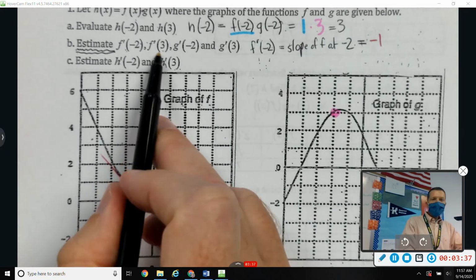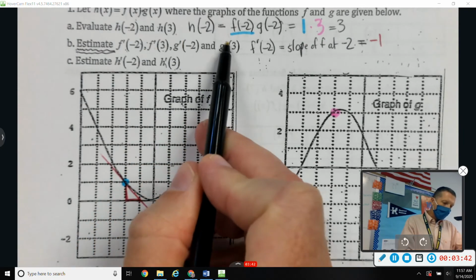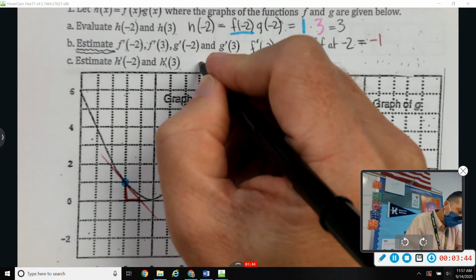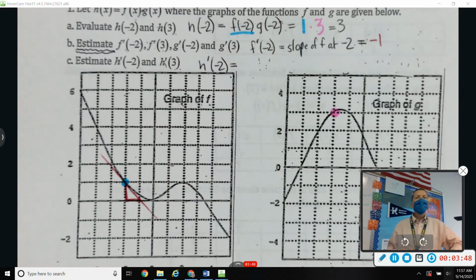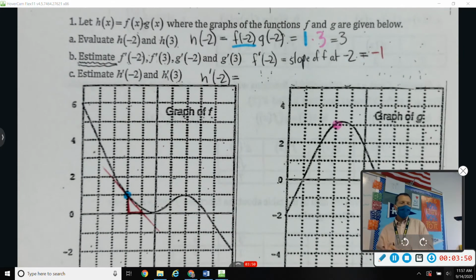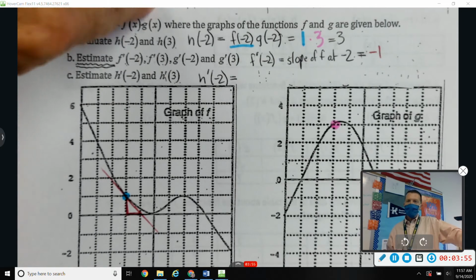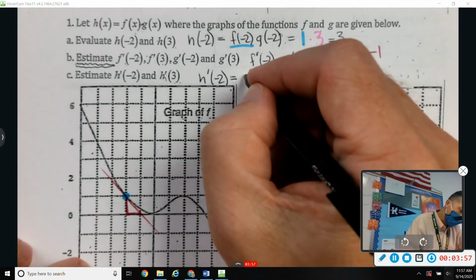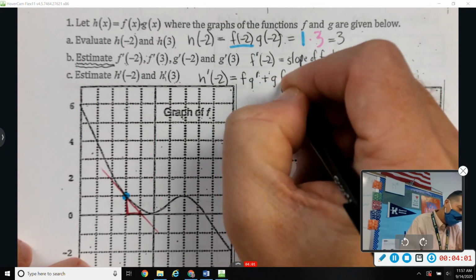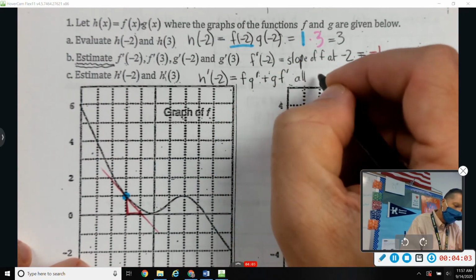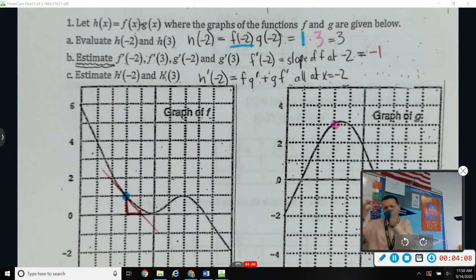All right, for the others: slope of f at 3, slope of g at negative 2, slope of g at 3. But then it asked me to find h prime of negative 2. But for h prime, I can't just do f prime times g prime. That's not how the product rule works. I've got to do f g prime plus g f prime. I'm just going to cheat and say all at x equals negative 2 rather than writing negative 2 four different times.